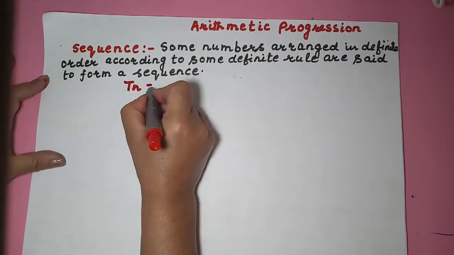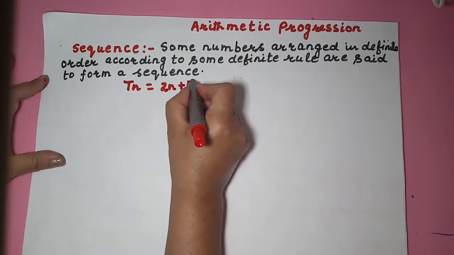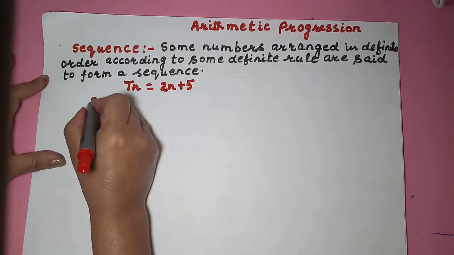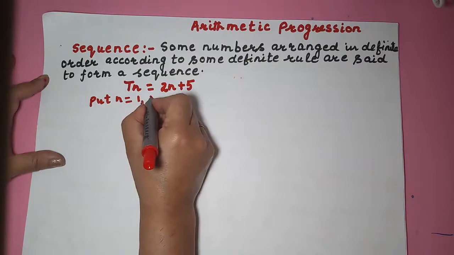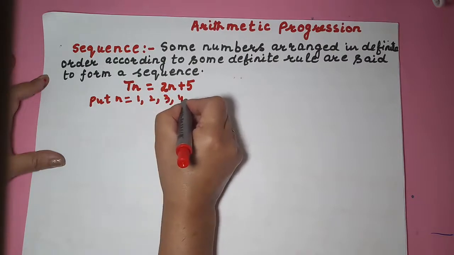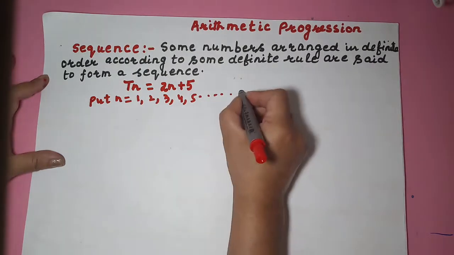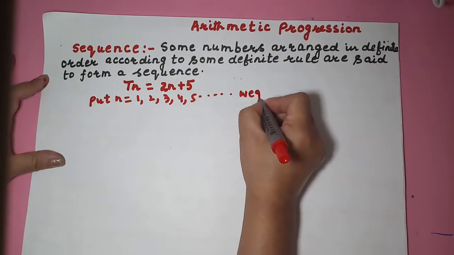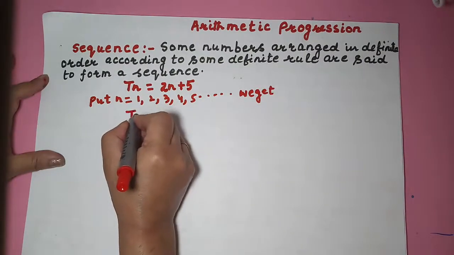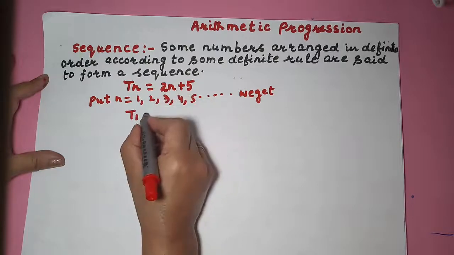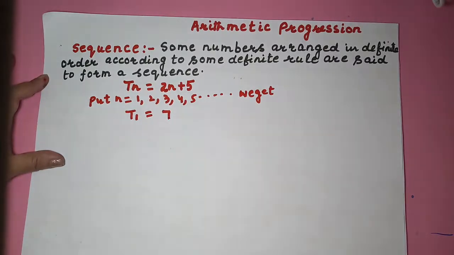Tn is equal to 2n plus 5, right? So what we will do is we will put the value of n as 1, 2, 3, 4, 5 and so on, right? What do we get? Let's see, what do we get? We get T1. If I am replacing n with 1, I will get 2 into 1 plus 5, that is 7, right?